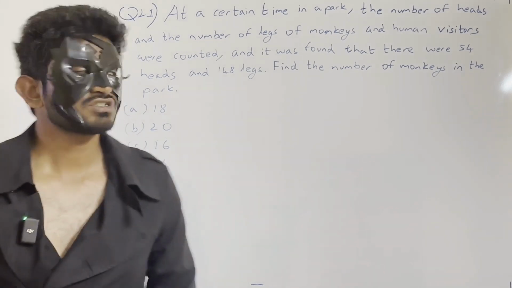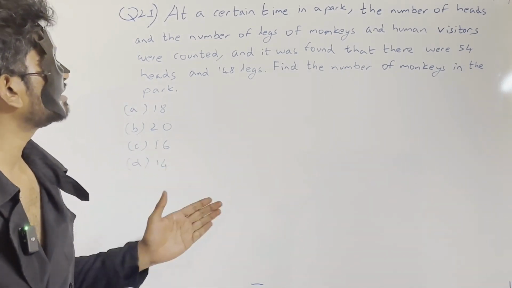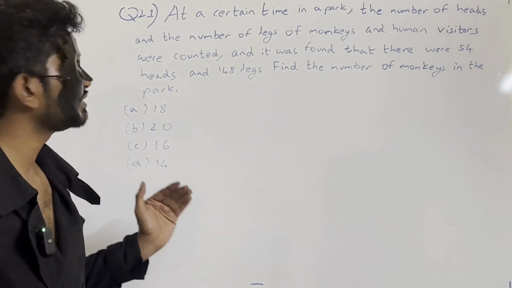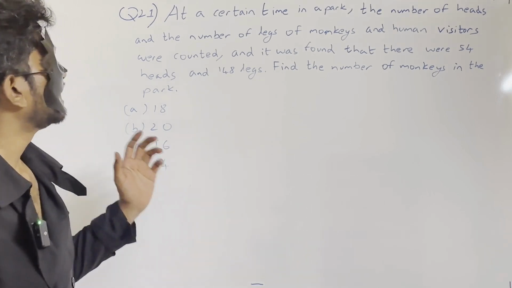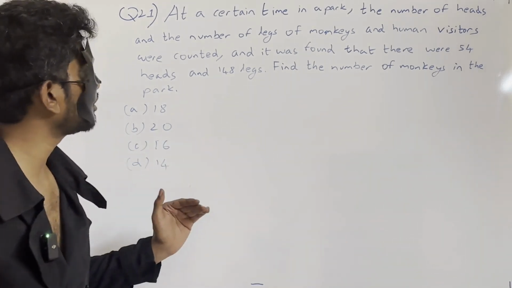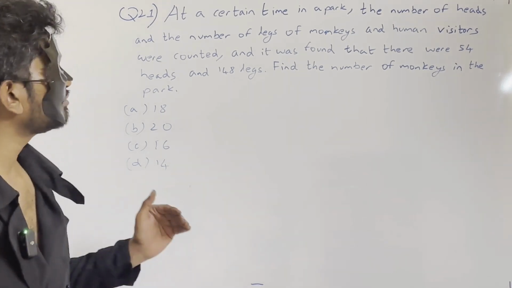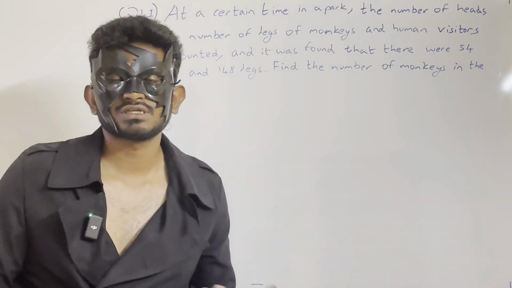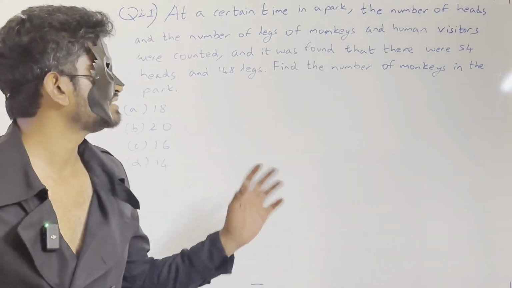So superhumans, next question is, at a certain time in a park, the number of heads and the number of legs of monkeys and human visitors were counted, and it was found that there were 54 heads and 148 legs. Find the number of monkeys in the park. So here you can either do it by allegation or I will be teaching the basic method.